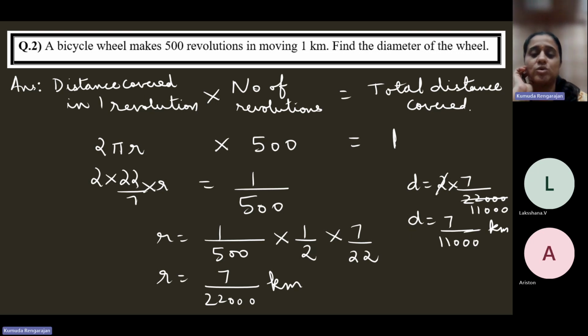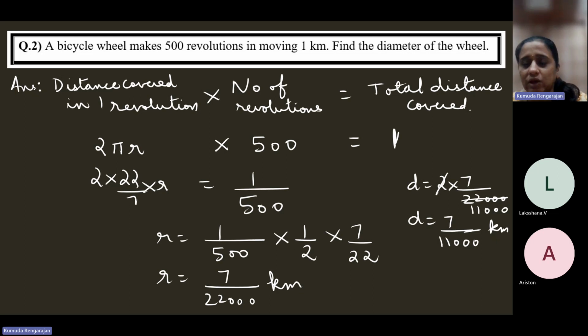Okay. So if your question is now in the exam, should we go ahead with kilometer or meter? Both is fine. If nothing is specified, if the question is find the diameter of the wheel in meters, then of course you have to change. You can even change the final answer to meters. Because 7 by 11,000 kilometers will be 7 by 11,000 into 1,000. To convert kilometers to meters, we'll have to just multiply by 1,000. So you can convert it in the final step also.